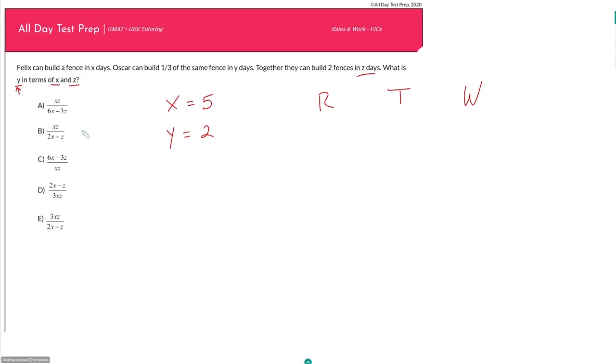So for example, here, we can fill in our chart in the same way we did before. So if Felix can build a fence in X days, that means his rate is 1 fence every 5 days. Oscar can build 1/3 of the same fence in 2 days. So 1/3 of a fence every 2 days. That is the same as 1/3 times 1/2, which is 1 fence every 6 days.